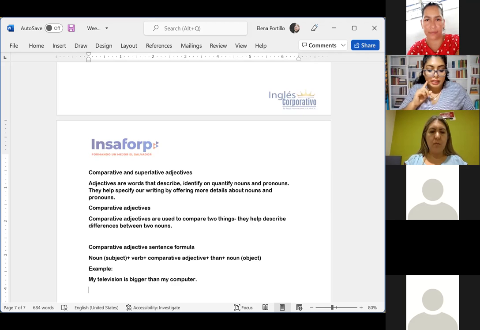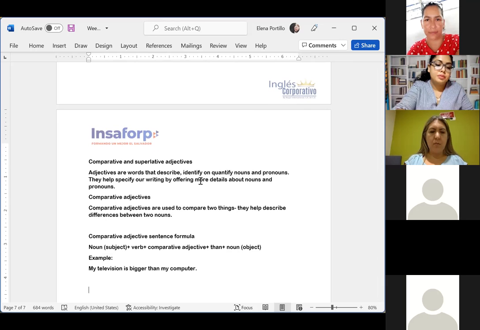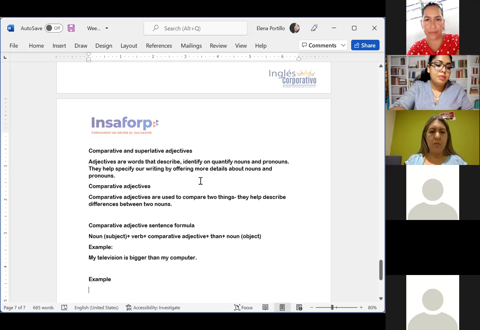In some cases, the sentence will end after the comparative adjective and not include the object of the comparison. This structure is possible when the context has provided enough information to make the comparison clear. So we have some specification about this kind of sentence. In the first one, we have the structure in which we use the subject, the comparative adjective, and the object. But there are some sentences in which we are not going to use the noun or the object of the sentence. For example, this one: my brother is 6 feet tall, but my father is taller.